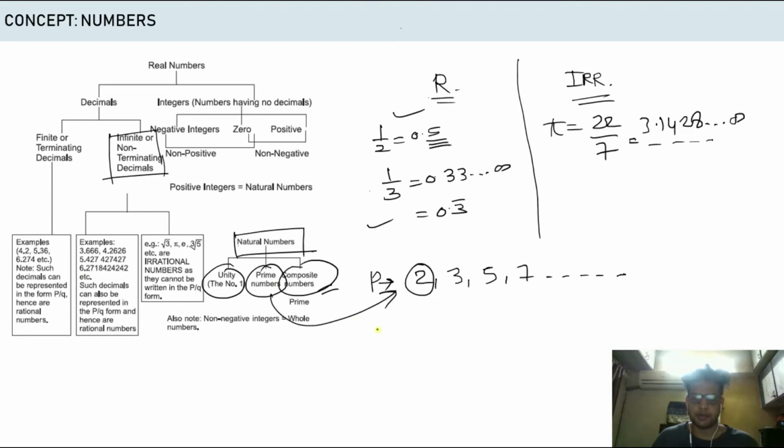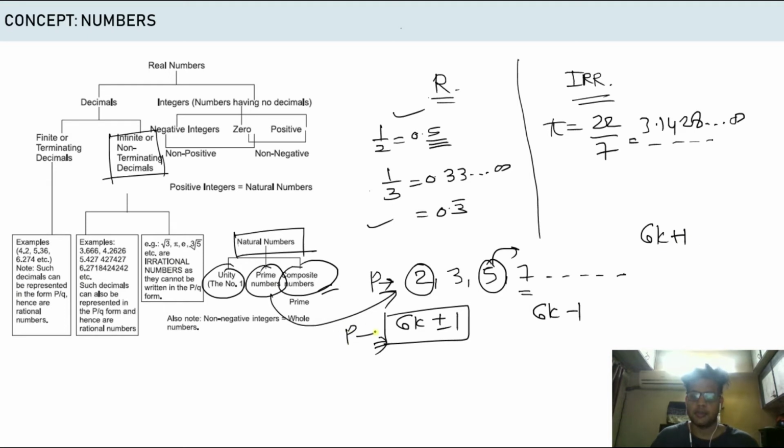Now coming to prime numbers, all the prime numbers that exist have to be of the form 6k plus or minus 1. Obviously the prime numbers starting from 5 have to satisfy this condition. So let's talk about 5. How can 5 fit in this form? It is 6k minus 1. Put k as 1, you will get 5. Talking about 7, it will be 6k plus 1. Put k as 1, you will get 7. That means all the prime numbers have to be of the form 6k plus or minus 1.